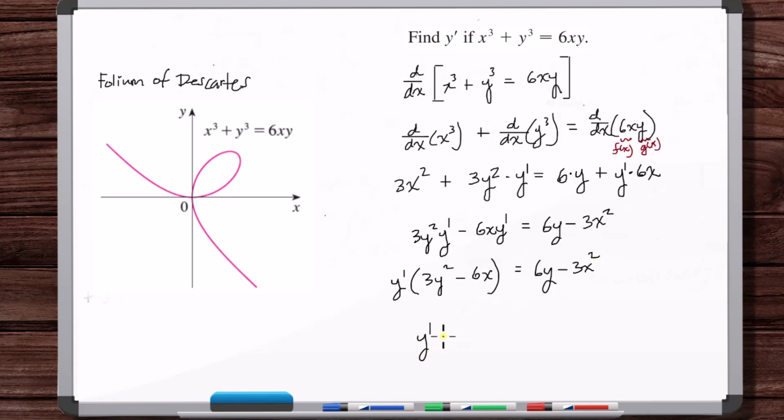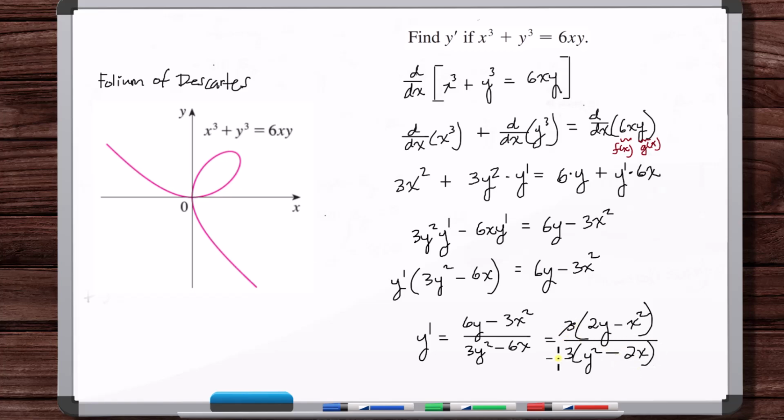Okay, so y prime is equal to, dividing both sides by 3y squared minus 6x. Okay, but we can factor out a 3 here, and we get, and then we can factor out a 3 here. So we're left with, and that's y prime. That was quick and easy.